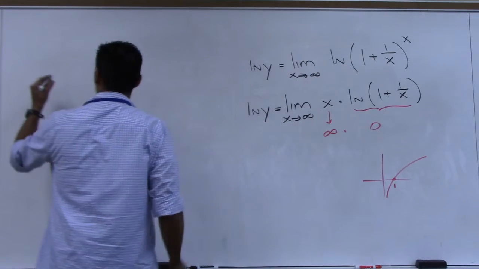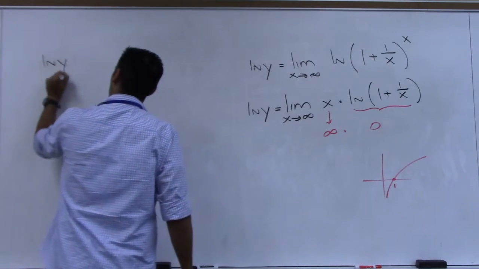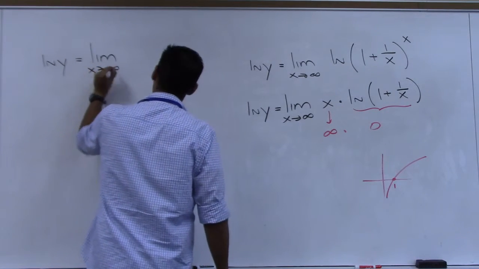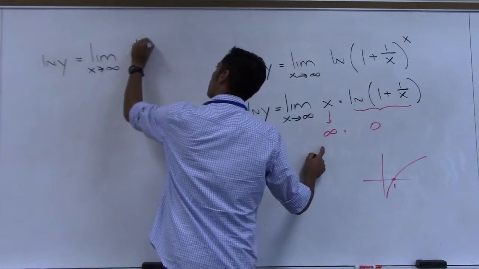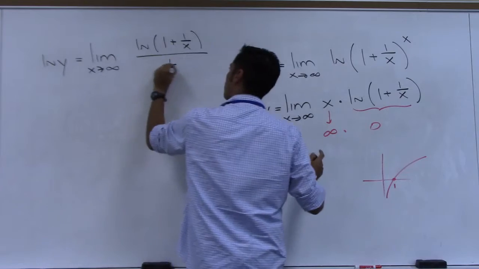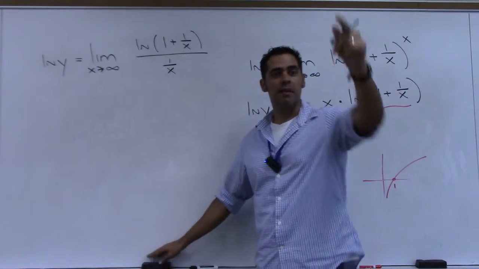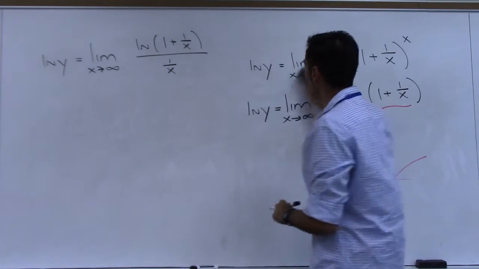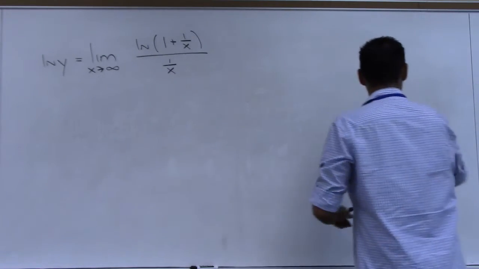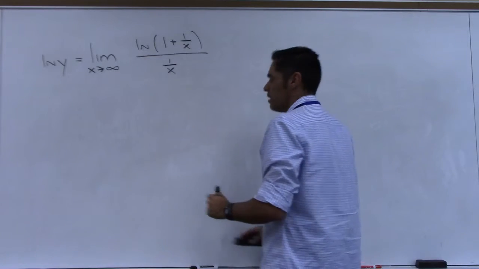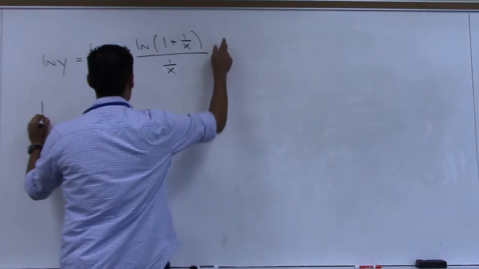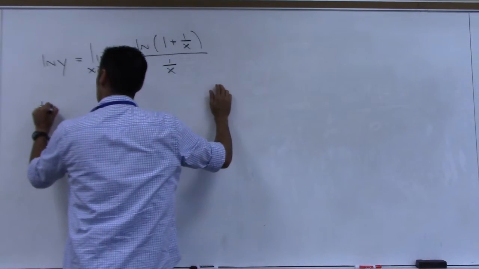I'm gonna drop x down. I sure don't want to bring that natural log down because that's pretty ugly, right? Okay, so the limit as x goes to infinity of the natural log of 1 plus 1 over x, over, I dropped x down, so 1 over x. Who wants to give me the derivative of the top? Because I'm doing L'Hopital now, right? This is infinity. No, it's 0 over 0, actually, if you try it.